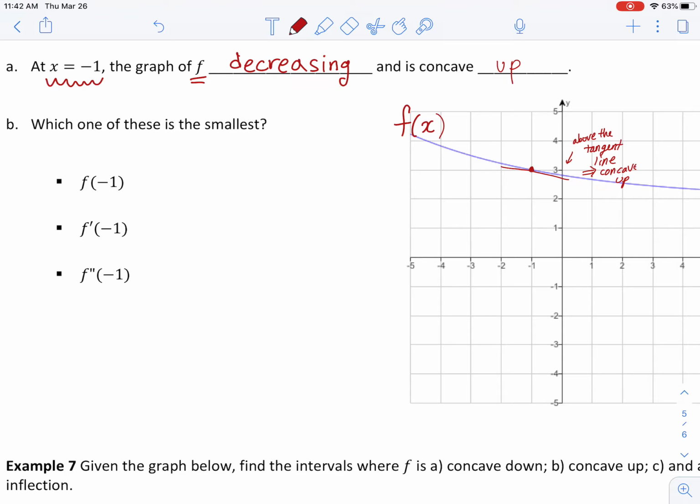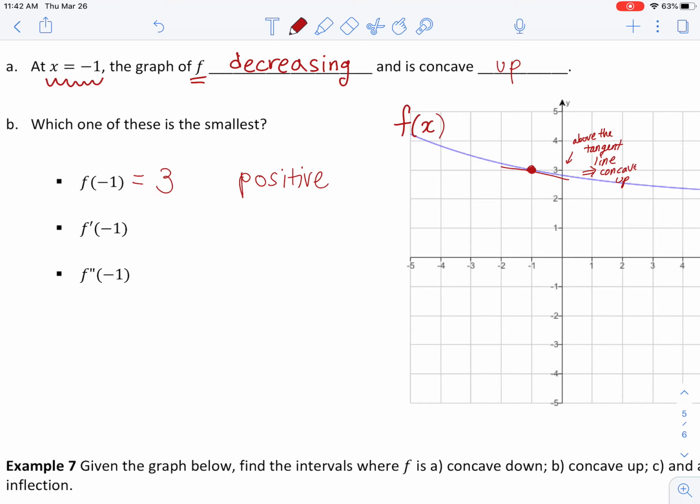F of -1, we actually do know the value. F of -1 is +3, right? We know f of -1 is +3. Well, I'm going to say this is a positive value. Okay, now let's look at the second one.